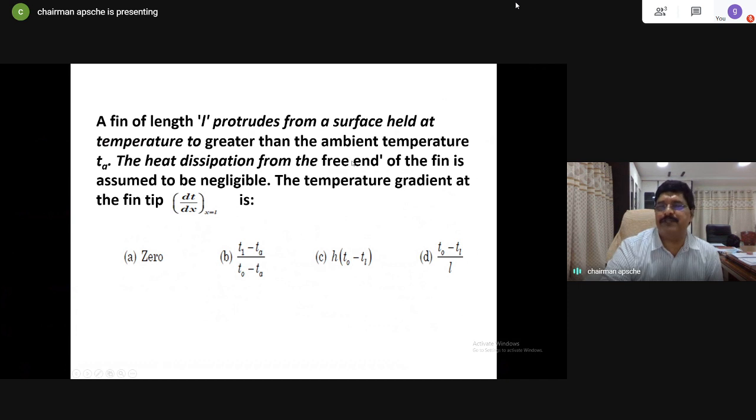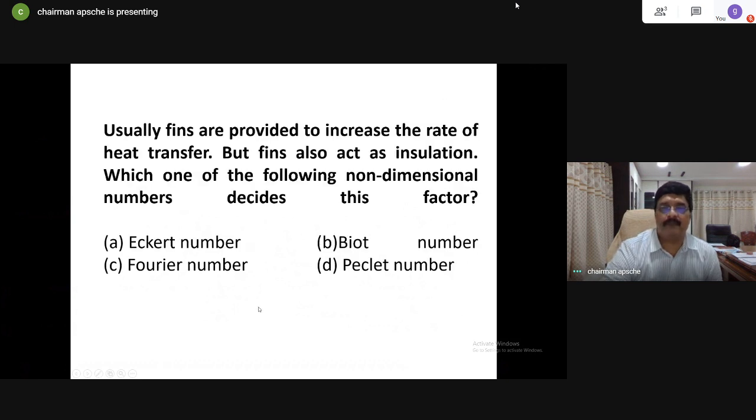The heat dissipation from the free end of the fin is assumed to be negligible, so it is insulated. Usually fins are provided to increase the rate of heat transfer, but fins also act as insulation. Which one of the following non-dimensional numbers decides this factor?